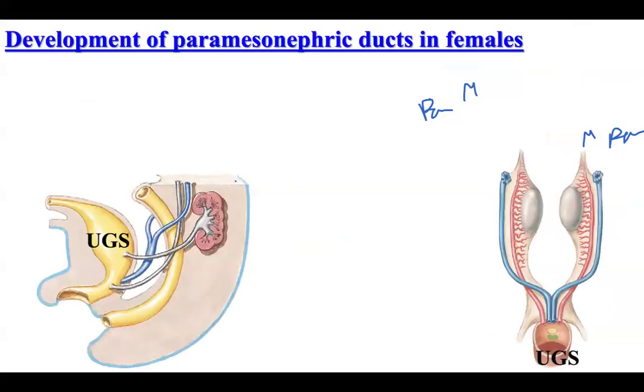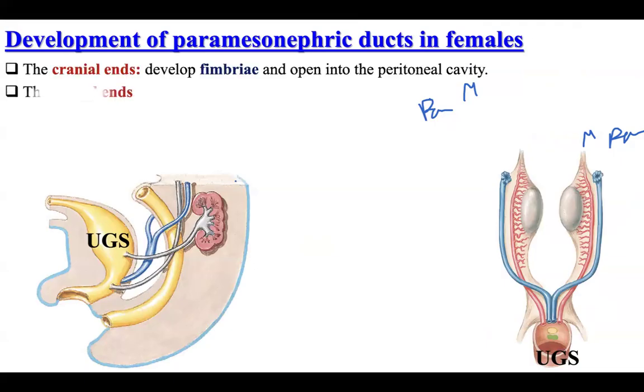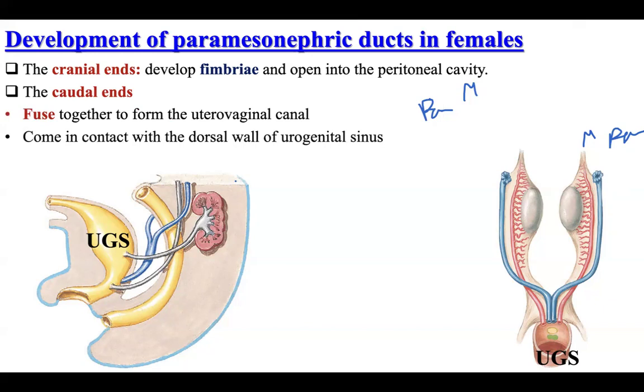What happened to the paramesonephric duct in female? The cranial end will open in the peritoneal cavity, and the caudal end will open in what is called the urogenital sinus.